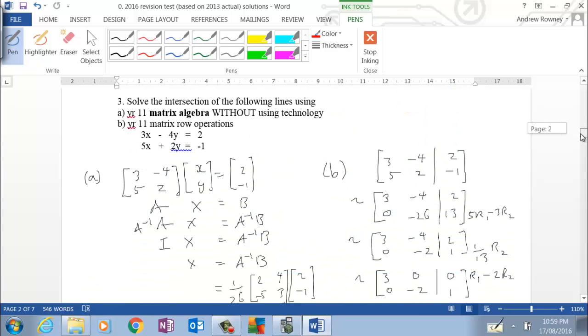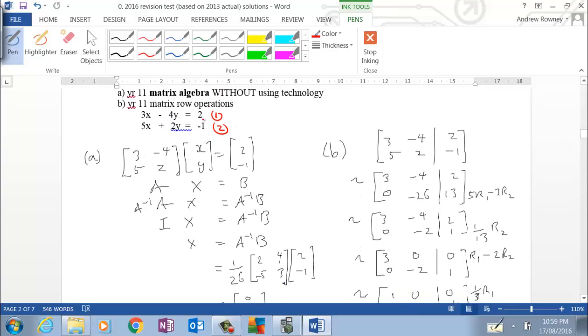For question 3, we need to intersect these two lines, equation 1, equation 2. Using algebra, we will write these as a matrix first. So there's the coefficients, 3, minus 4, 5, 2. Multiply by x, y is the 2 and minus 1. Because when you multiply these, it is row times column, so that's 3 times x, take 4 times y equals 2. That's equation 1. Likewise, you do the second one, times that equals minus 1.